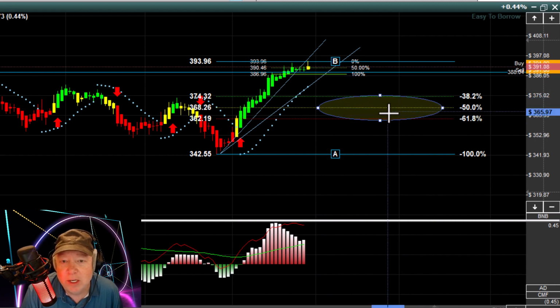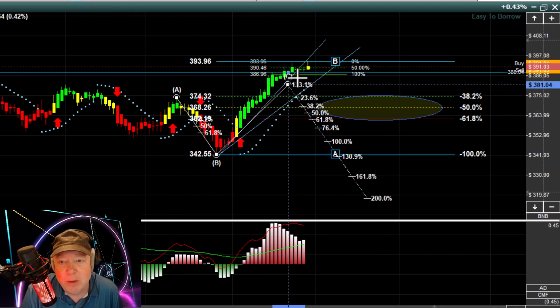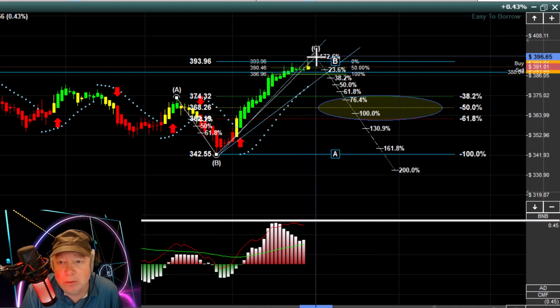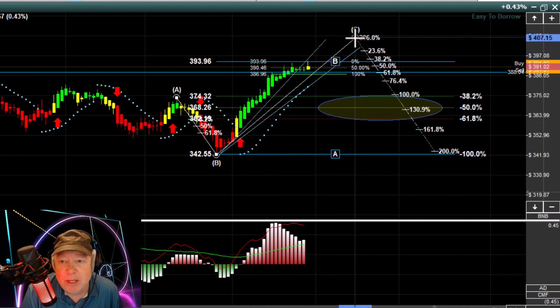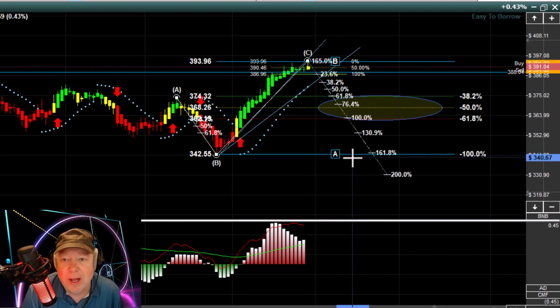Now, how long is it going to take to get there? Well, we can use Fibonacci once again to help us identify price and time. So we're going to come in from A, B. We're just going to go to the high. If it breaks a new high, we'll redraw it tomorrow, or each day it makes a new high, and that'll readjust our price and time target. But this is where we're looking at as of today.